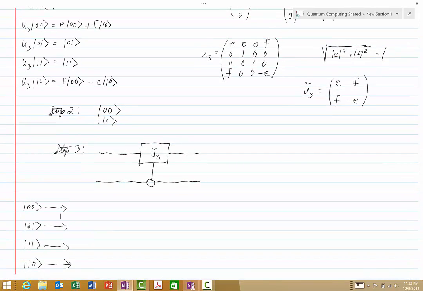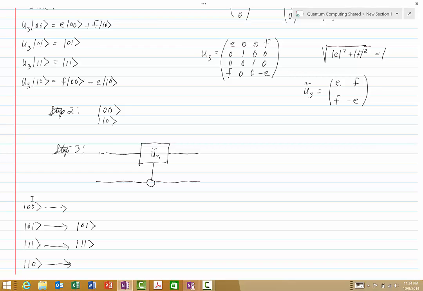Okay, well, the first thing we can say is that since the second bit is controlling the first one, and it implements the change only when the second bit is equal to 0, then we can immediately say that any state for which the second bit is equal to 1 will be unchanged. So 0, 1 will go to 0, 1, and 1, 1 will go to 1, 1. Now we have to look at 0, 0, and 1, 0.